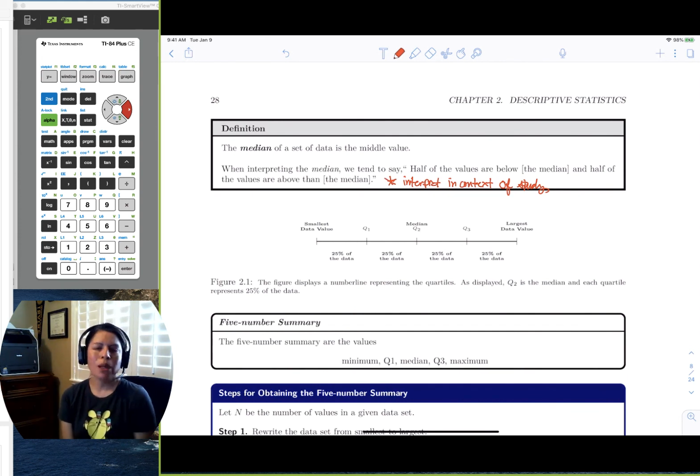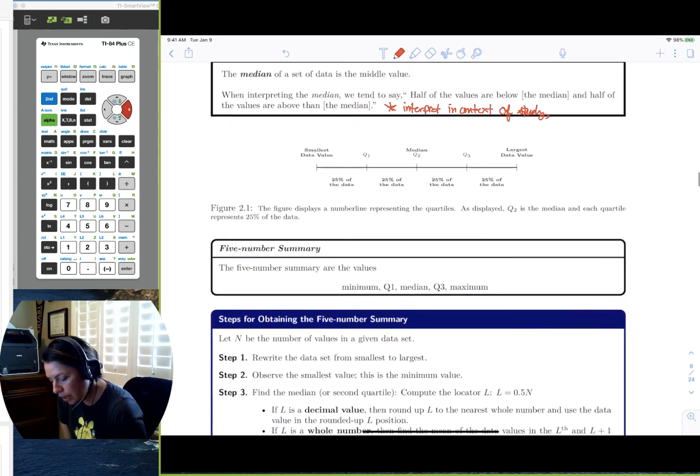Like the weights of apples. Let's say the median weight of apples is 4 ounces in your study. Well, that means half of the apples weigh less than 4 ounces, and the other half of apples weigh above 4 ounces. So the 50th percentile, 50%, right? That is the percentile. And the actual median is the value that comes from your data.